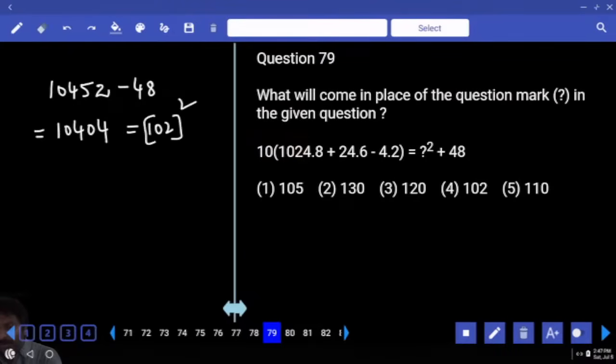102 whole square. What is 100 square? This is a little bit more than 10,000. And this number is ending with 4, which square ends with 4? Either 2 or 8. It cannot be 108 square, because 108 square is close to 110 square. 110 square will be 12,100 again. So it will be only 102 whole square.